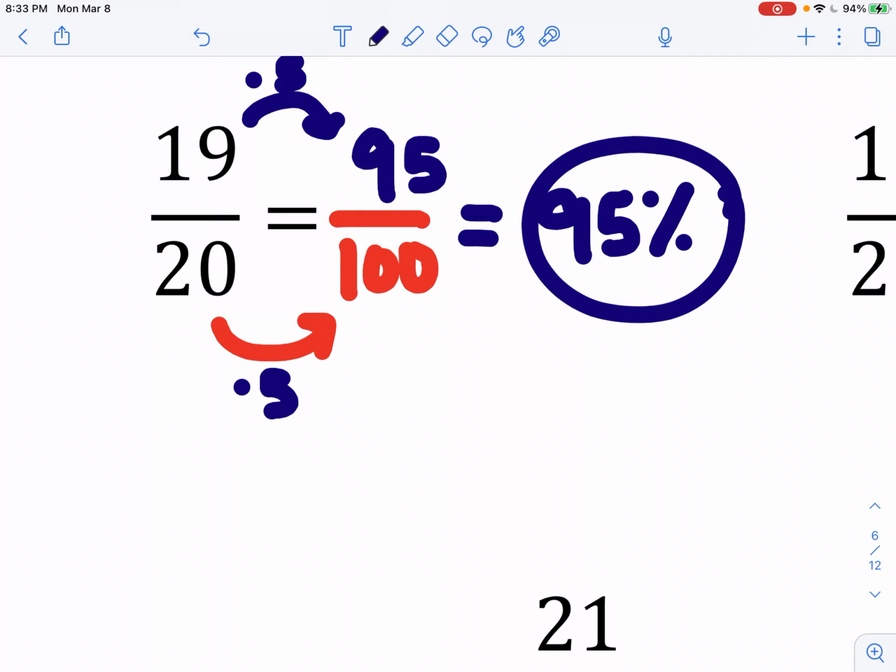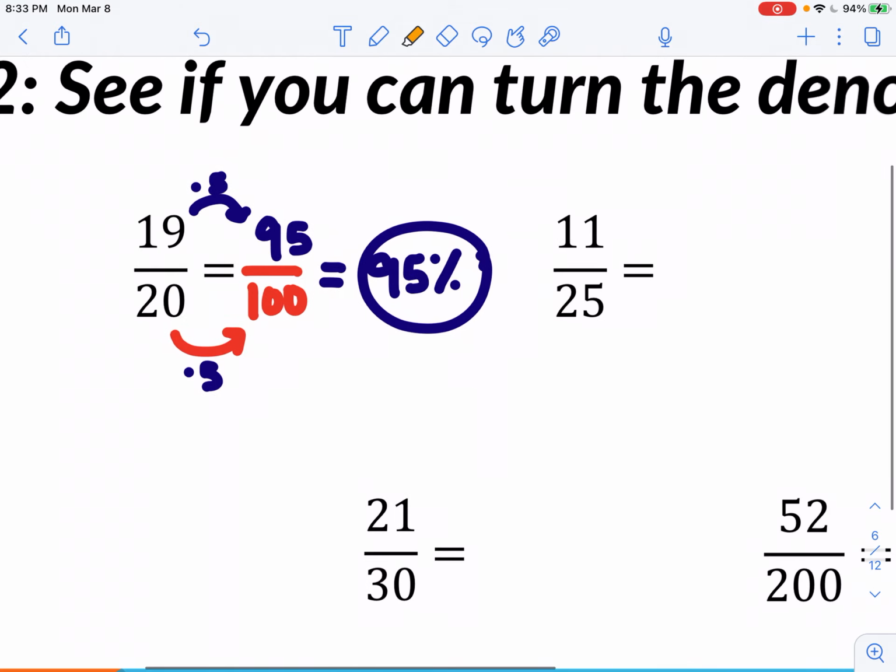Now, we can use a little common sense here. If you got a 19 out of 20 on a quiz, you did really well, right? That's over 50%. And that's really kind of the majority of them. So yeah, you should get a 95%, all right? So really using that common sense just to make sure your answer makes sense.